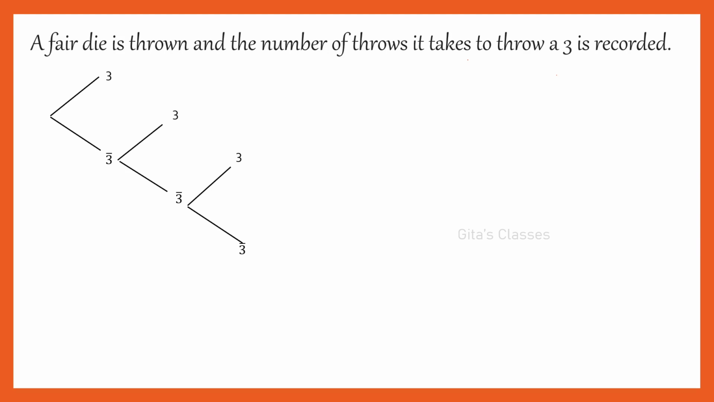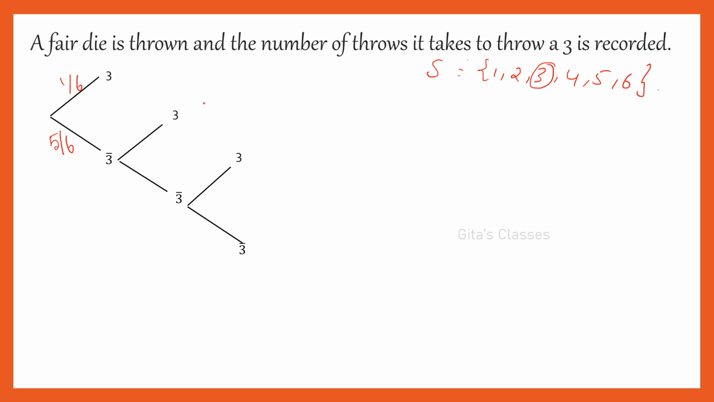What is the probability? I am throwing one die. What is the probability that I am getting 3? Here, what is the sample space? You know, it is 1, 2, 3, 4, 5, 6, right? So what is the probability that we'll get a 3? That is our success. It is 1 by 6. Okay. Failure is 5 by 6. Success is 1 by 6. Failure is 5 by 6.